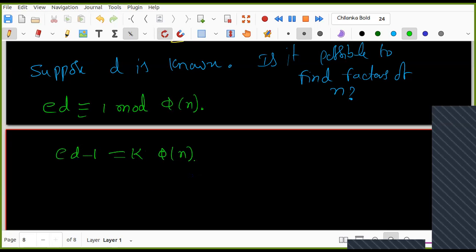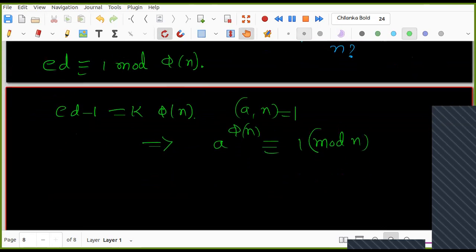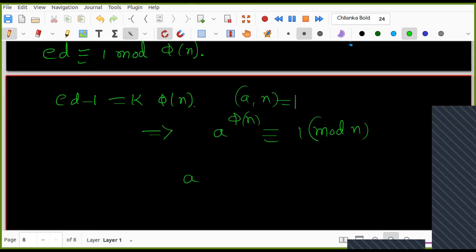Now suppose the GCD of a comma n is equal to 1. From that, you know Euler's theorem: a power phi of n is congruent to 1 modulo n. So from this, a power ED minus 1 is congruent to 1 modulo n. This is not a problem. Is it clear? This much is okay.